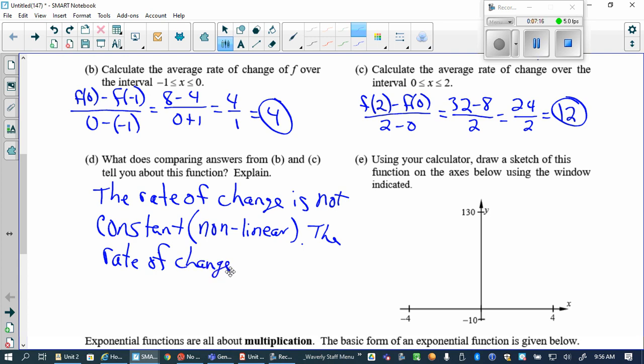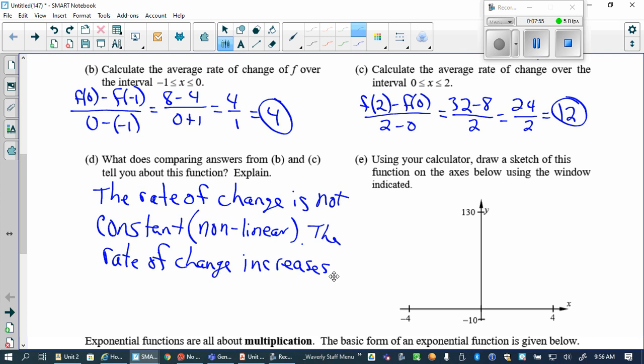What does it do as you move along? Increases. Okay, the rate of change increases. It doesn't stay the same. It would be kind of like a linear function would be driving your car at the same speed down the highway, right? This function would be like doing what with your car? Accelerating, speeding up, right?